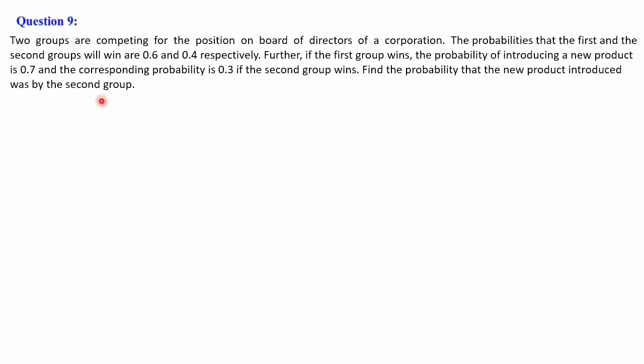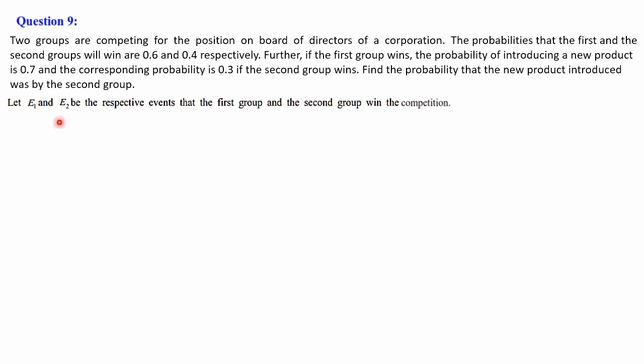So it is a reverse probability question. Two groups are mentioned here, so let's define E1 and E2. Let E1 and E2 be the respective events that the first group and the second group win the competition. The first group winning event we can take as E1, and the second group winning event we can take as E2. And we have to go for A. Here it is mentioned introducing a new product, which is our event. So another event, A. Let A be the event of introducing a new product.